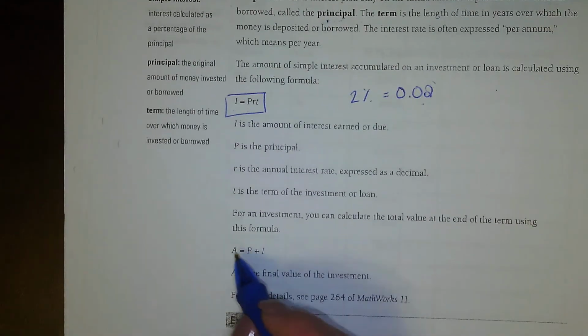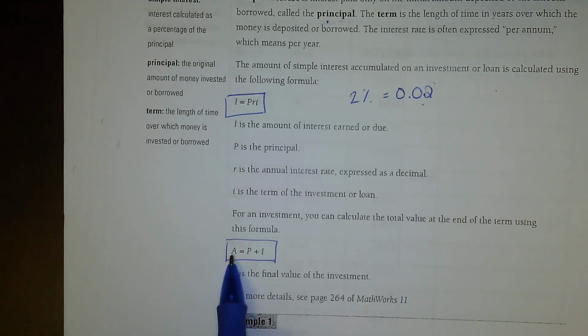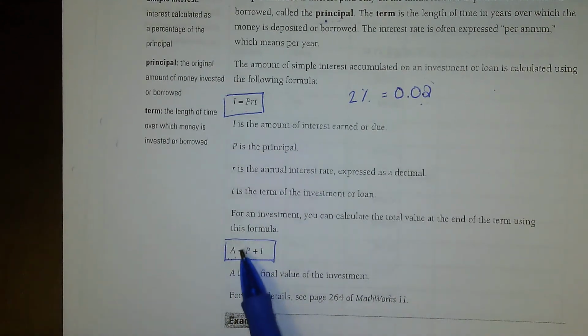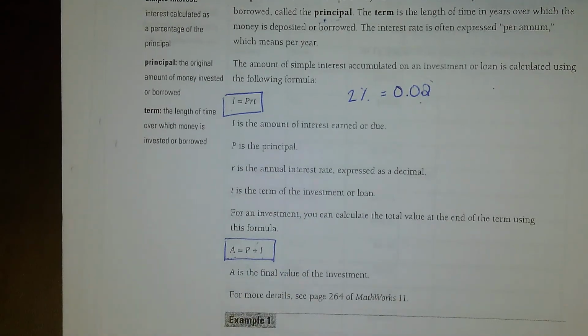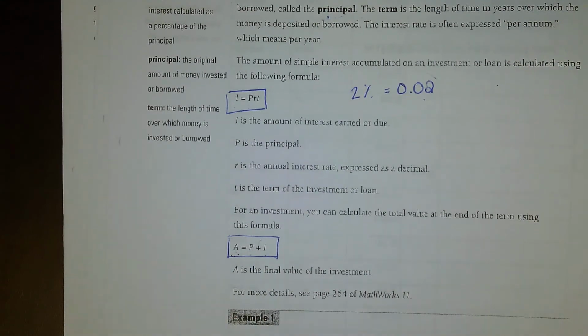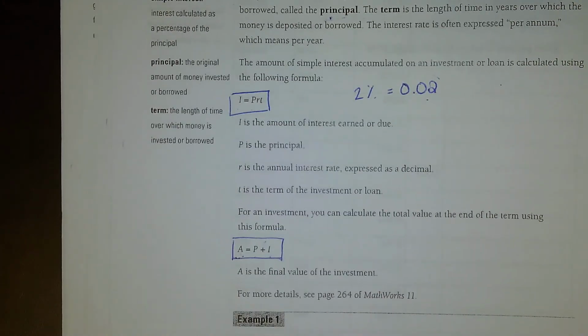Another formula here I just want you to notice is A stands for the final value of the investment. So if you invest $100 into something, into an investment, what is that amount going to be? What is your principal plus the interest? So what is it all going to add up to in the end? So your $100 plus the amount you earn in interest is going to be your final amount. Okay, so let's get into some examples of calculating that.